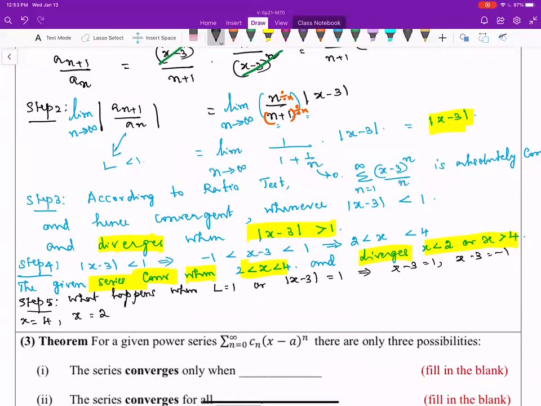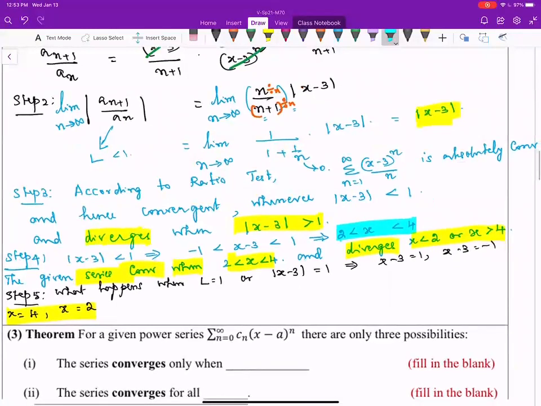So actually what we have to do, this is a separate problem kind of. We have to discuss the case when x equal to 4 and x equal to 2. Right now we know that in this interval between 2 and 4, the series definitely converges. Then we don't know what happens at x equal to 4 or at x equal to 2. But outside of 2 to 4, it diverges.